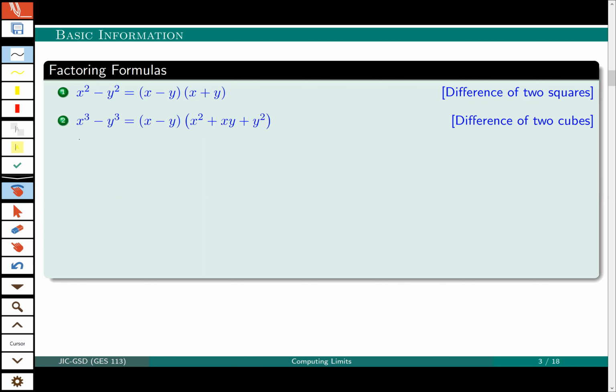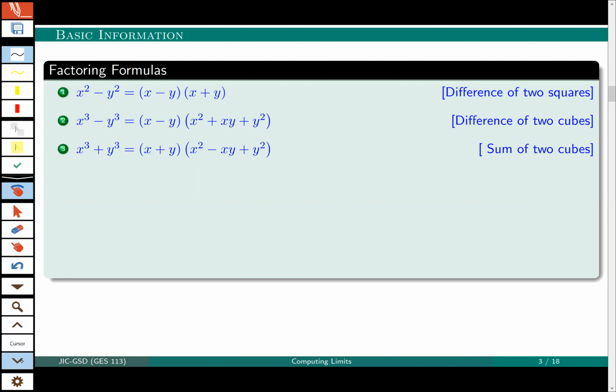Difference of two cubes: the first cubed minus second cubed will be the first minus second, times the first squared plus first times second. Many of you make a mistake and write a two here, there is nothing there; it's only the first times second plus second squared. Keep in mind, if this is minus, that will be minus, and the rest here, all of them are plus.